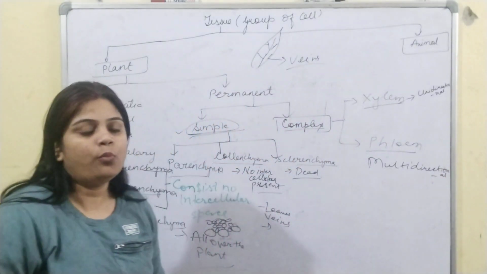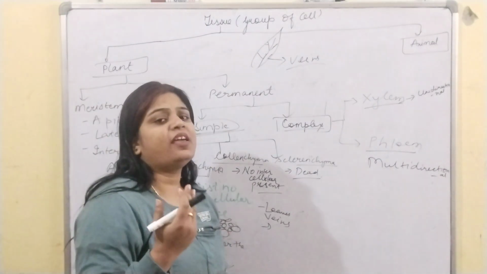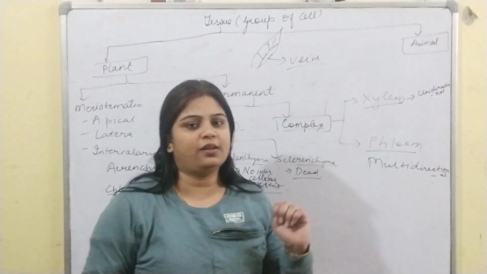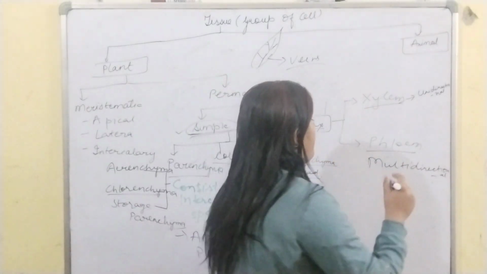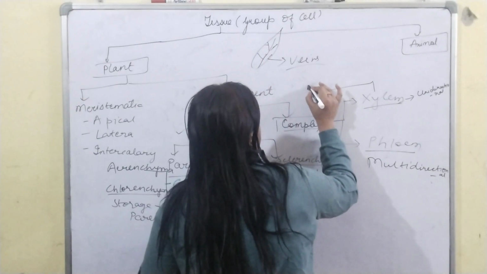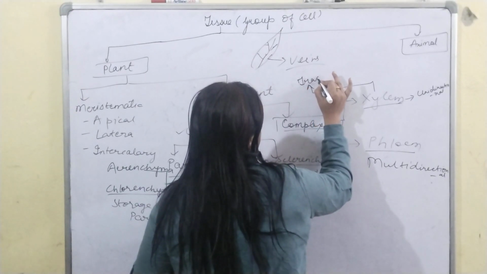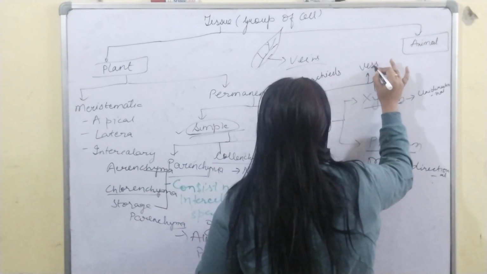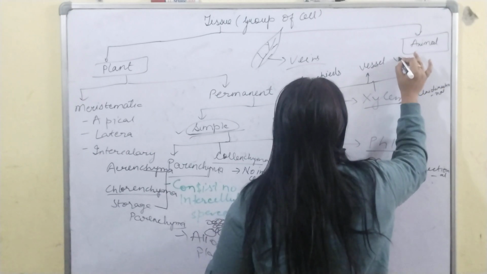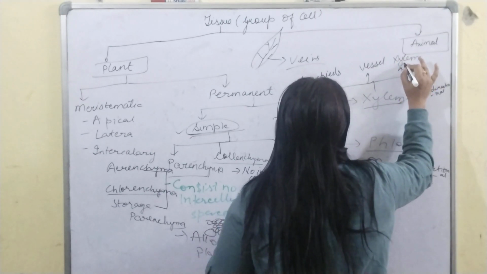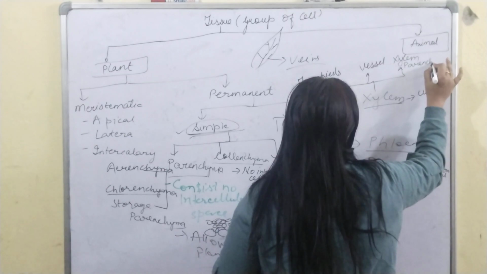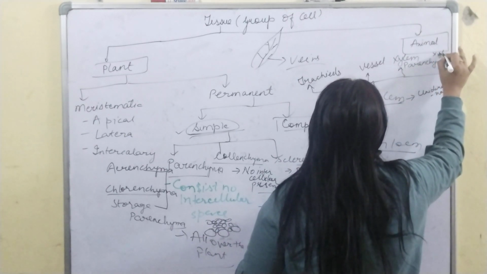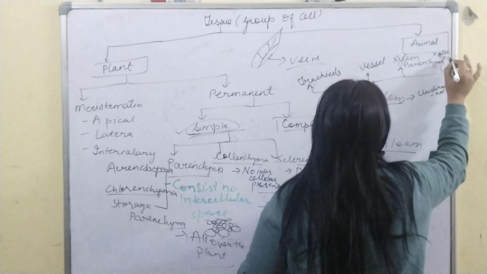Now let's understand more about xylem. There are four types of parts in xylem. The four parts of xylem are tracheids, vessels, xylem parenchyma, and xylem fibers.